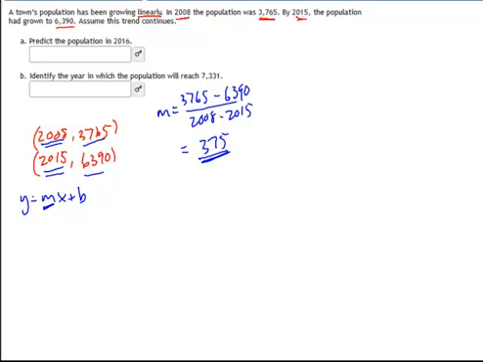The next thing I'm going to do is find my corresponding b value. To find my b value, I'm going to use one of the 2 points. It doesn't matter which one. I'll choose this point here. I'm going to use the slope I just identified, plug those into this equation once more, and solve for b. So a y value of 3765 is equal to my slope of 375 times my x value, which is 2008, all that plus b.